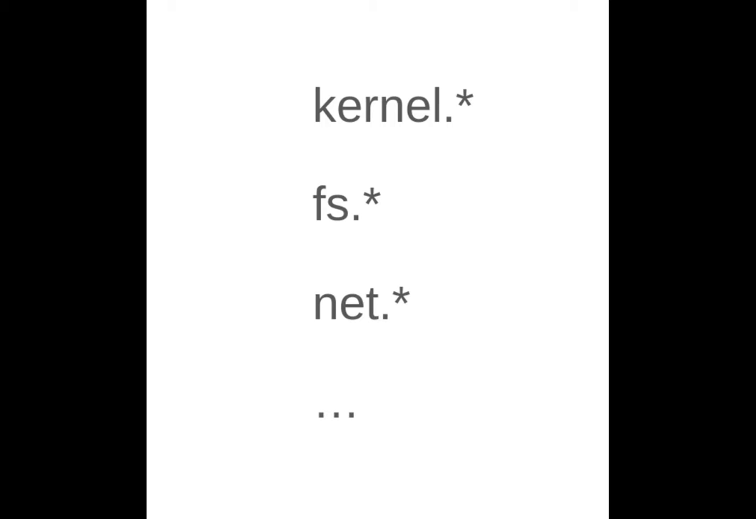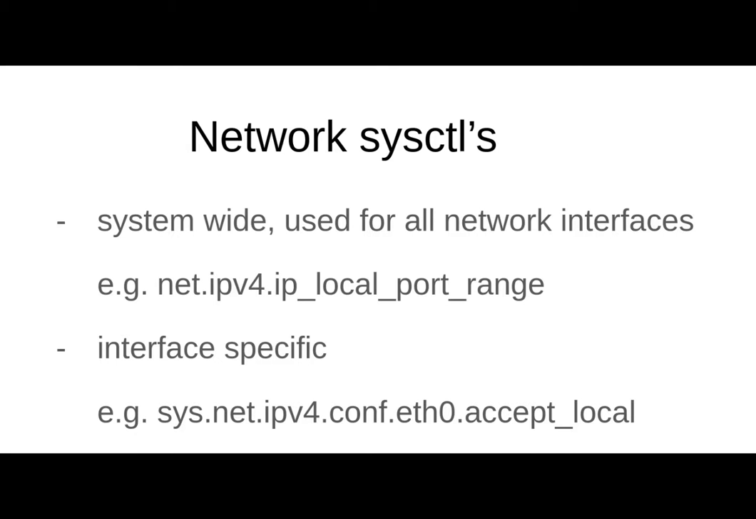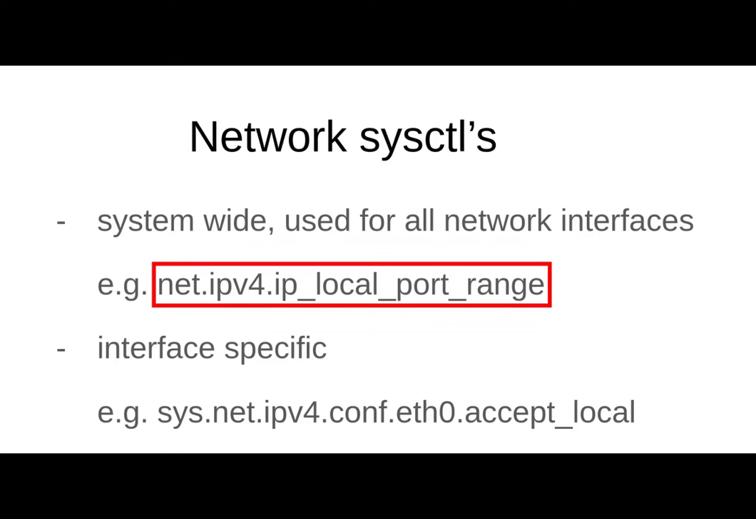For example, the kernel sysctls for kernel-related settings, the FS sysctls for file system-related settings, and the net sysctls for network-related settings. The network sysctls can be defined at two levels. One is the global level, where a sysctl is defined system-wide and will be applied to all network interfaces. net.ipv4.ip_local_port_range is an example of such a sysctl.